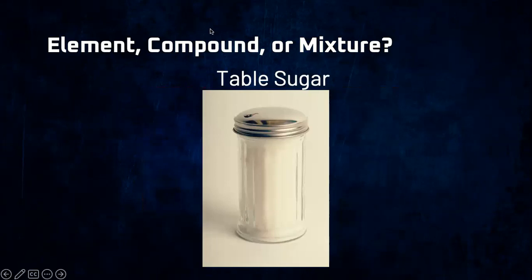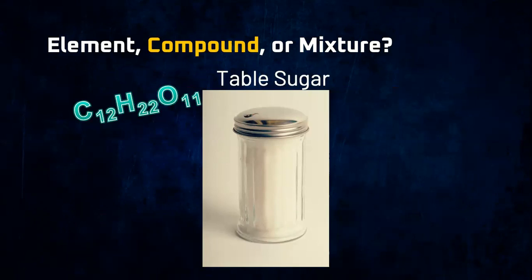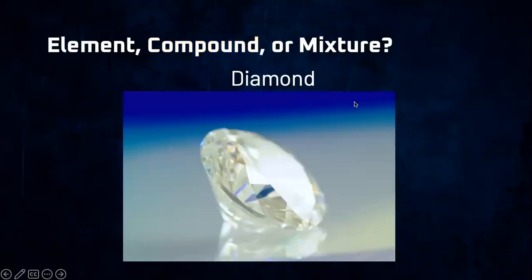Anyone can share the answer with me? Yes, I have. Wow, this is Eric. Hey, Eric. It's a mixture. No, it's not a mixture. It's a compound. Yes, it's a compound. All right. For Alan, table sugar is a compound. It is made up of carbon, hydrogen, and oxygen all together to form a compound. All right. For those who answered compound. All right. Next, diamond. Is diamond an element, compound, or mixture?